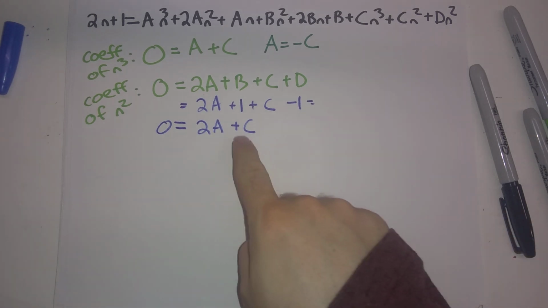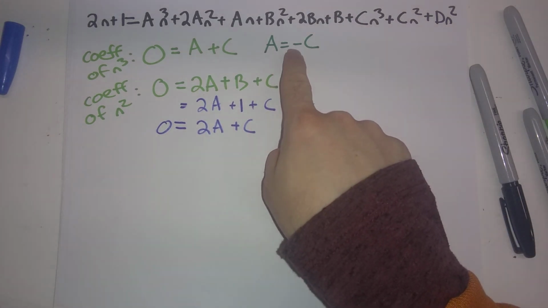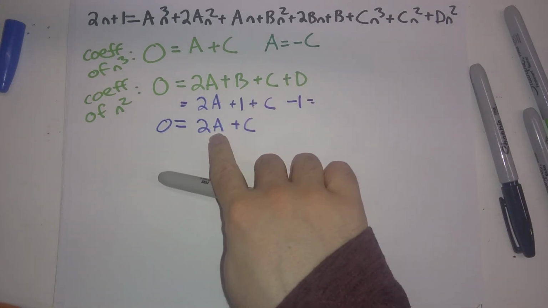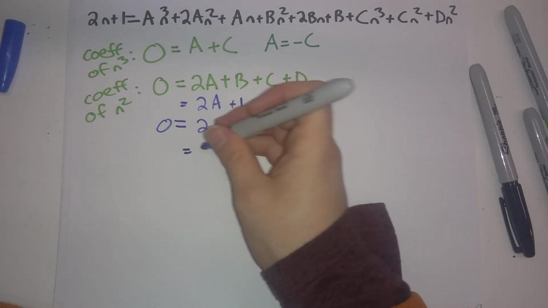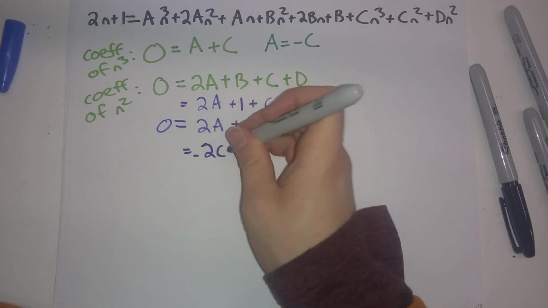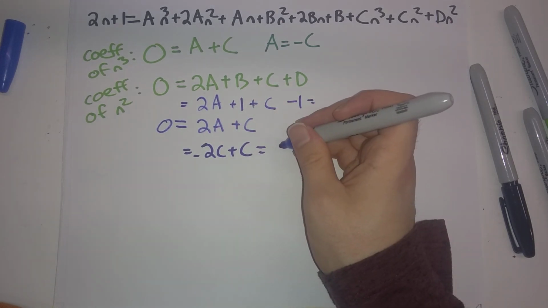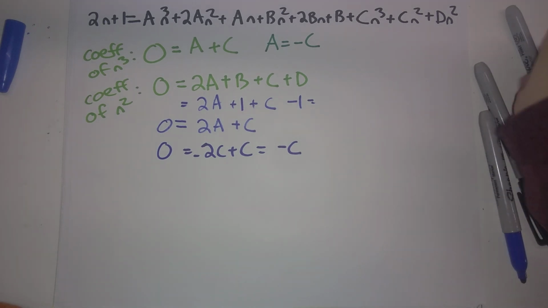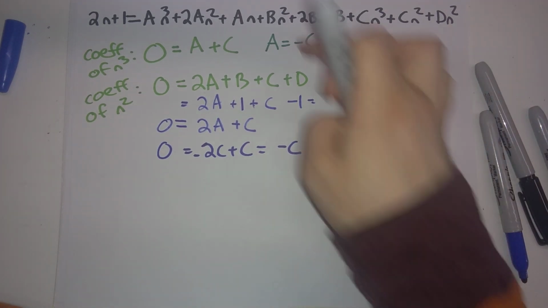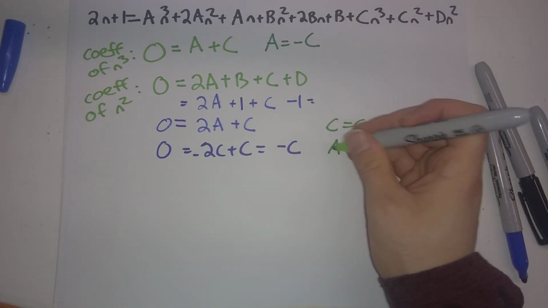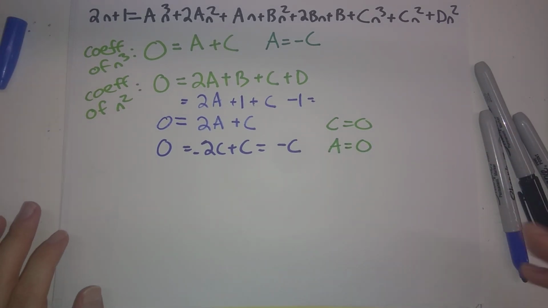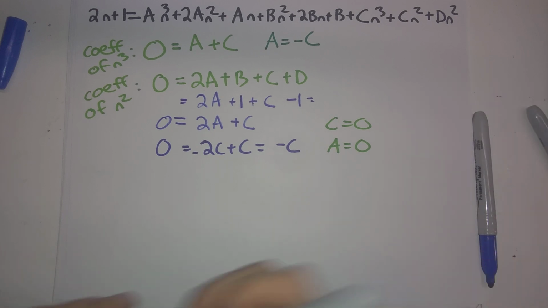Okay, well, what can we do with this? Well, a is equal to minus c. So that means we could replace a with minus c. That's minus 2c plus c. Well, that is equal to minus c is equal to 0. So that tells us that c is equal to 0. And because a is equal to minus c, that tells us a is equal to 0. So now we have all of our constants here.